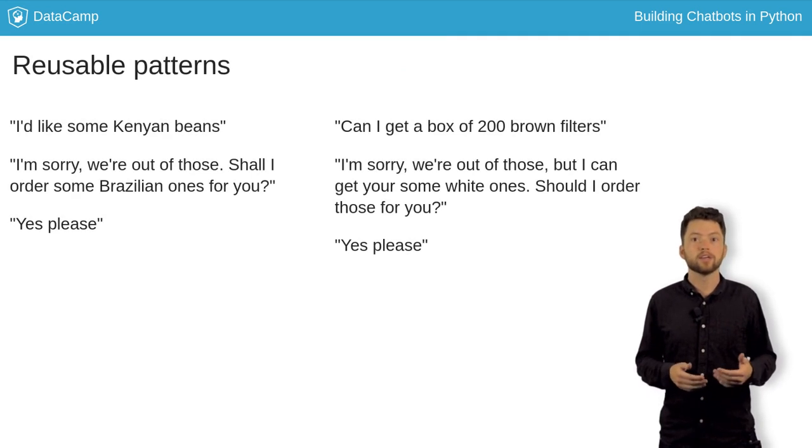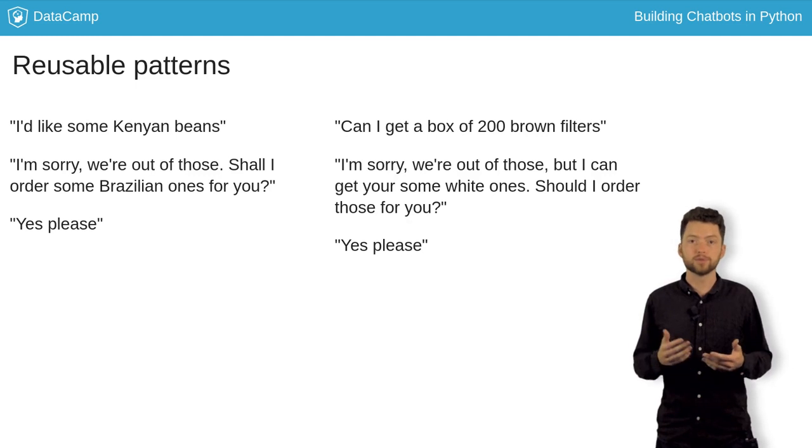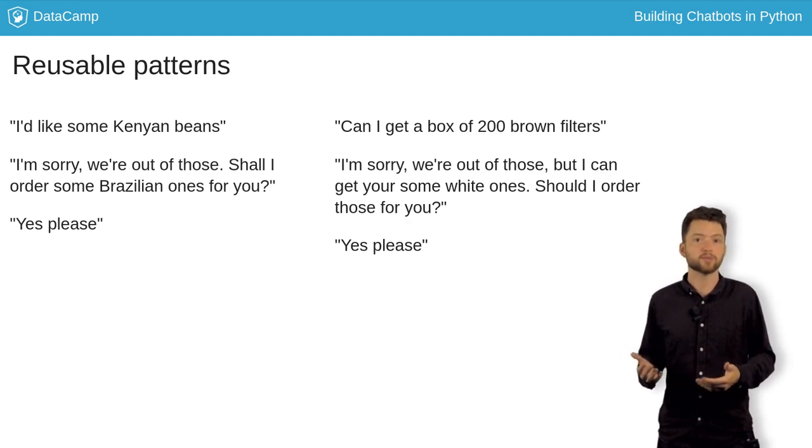Let's say you also start selling coffee filters through your bot. The filters come in two colors, white and brown. Let's say your supplier is a little unreliable, and sometimes you run out of stock. These two very similar conversations are then possible.